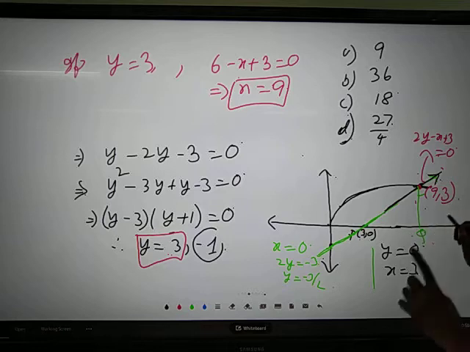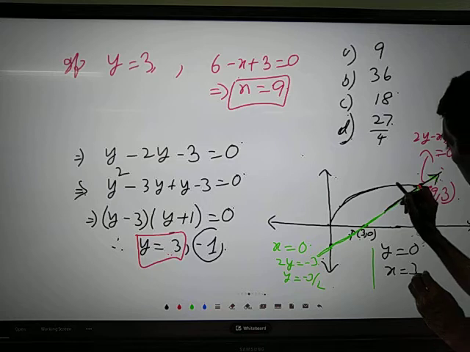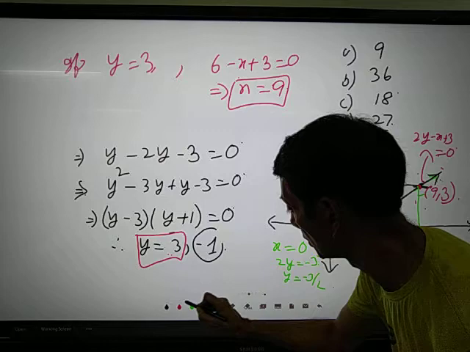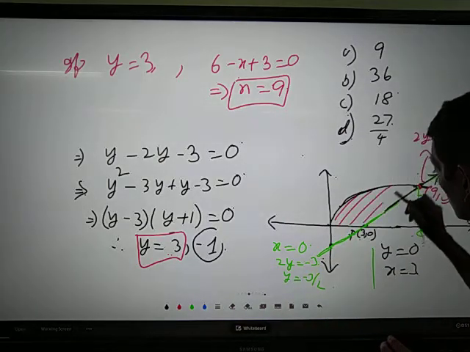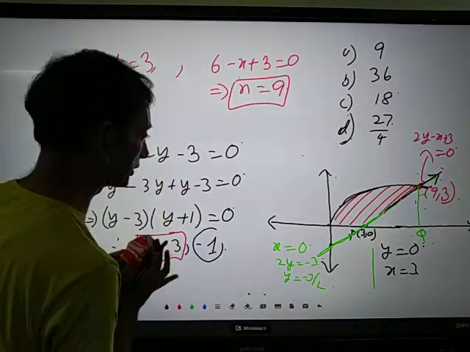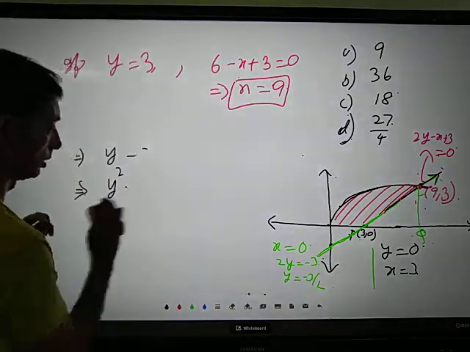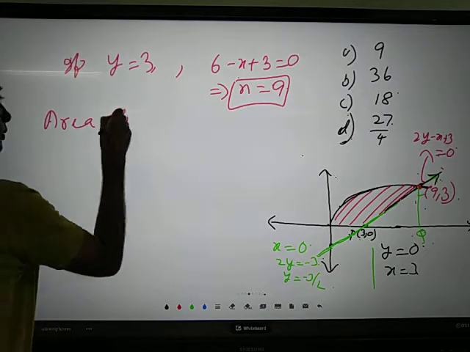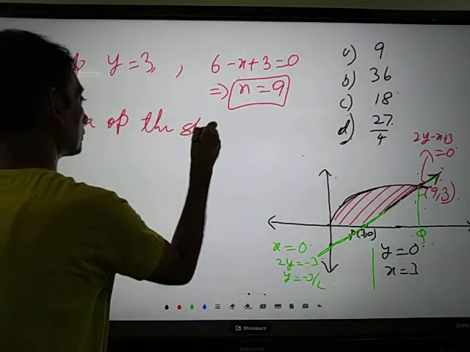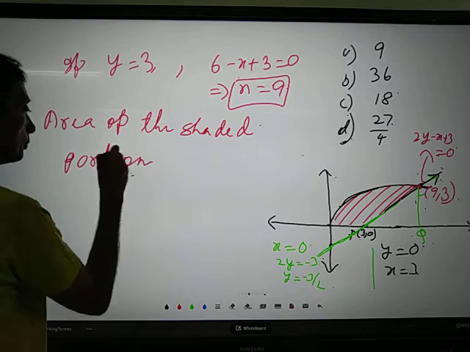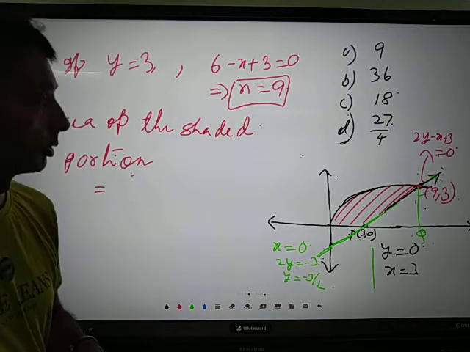Now which portion you need to calculate? You need to calculate this portion that is bounded by this line, this parabola and the x-axis. So I'll just mark the portion. So we are going to calculate this portion. So how do you calculate this? We can just quickly start integrating. Area of the shaded portion.